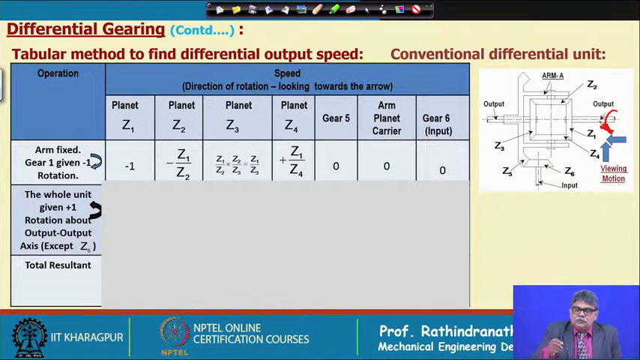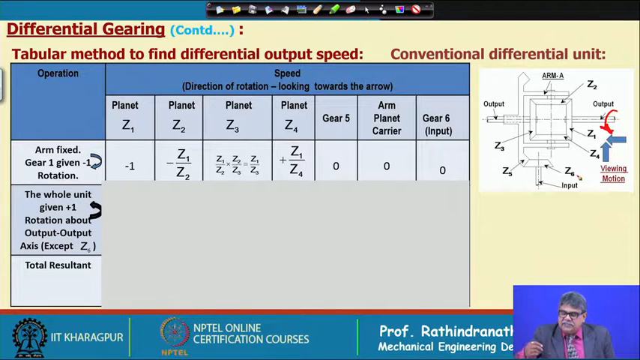Okay. So, now what we are doing, if it is rotating in this direction, the minus direction, then this must be rotating like this, anti-clockwise looking from this side.